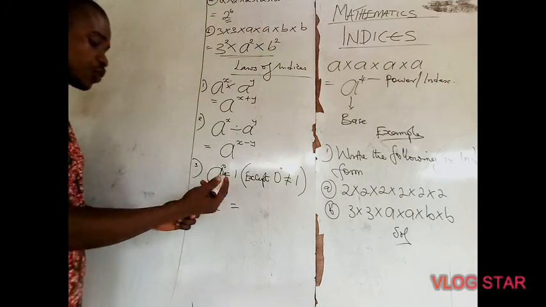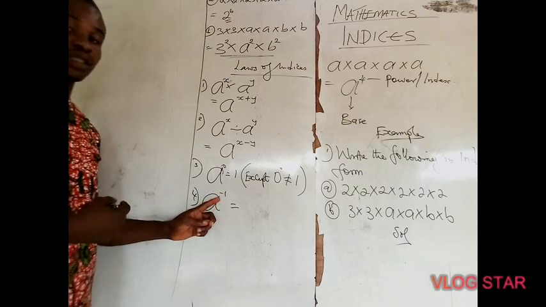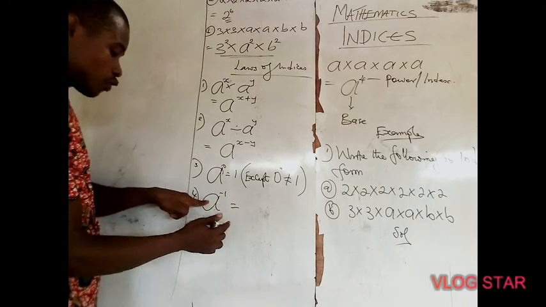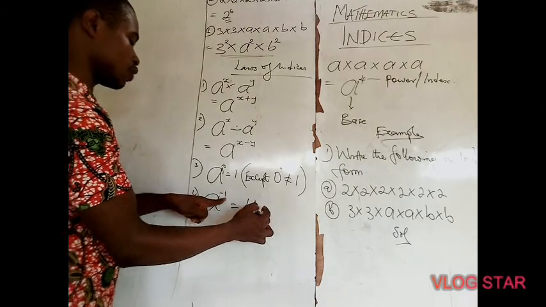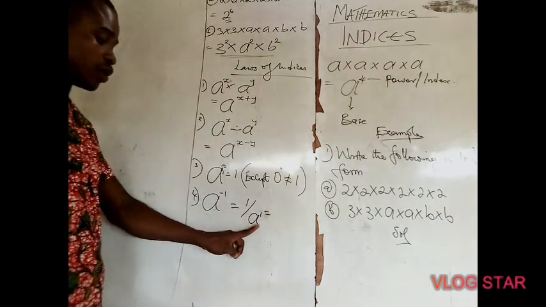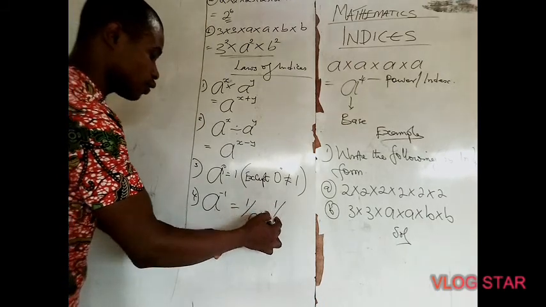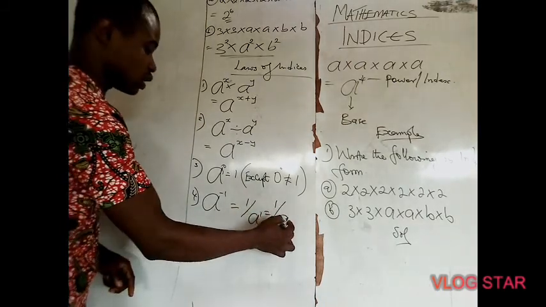Anything raised to a negative power is equal to the reciprocal of that particular base, raised to a positive power. So that will give us 1 divided by a raised to power 1. And here 1 divided by a raised to power 1 will still give us a.